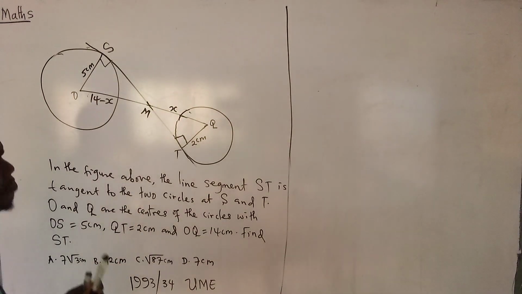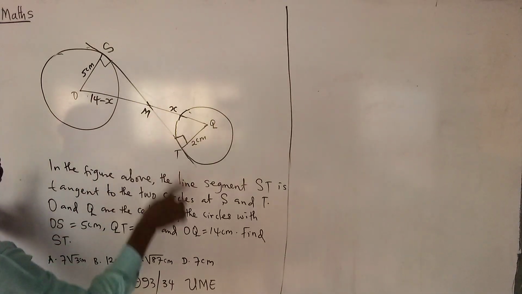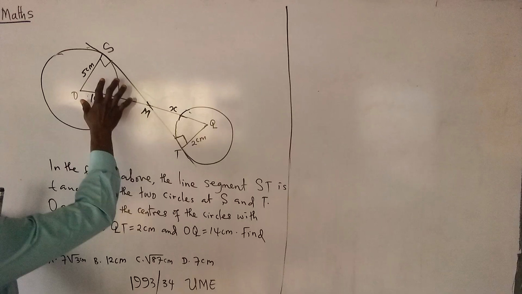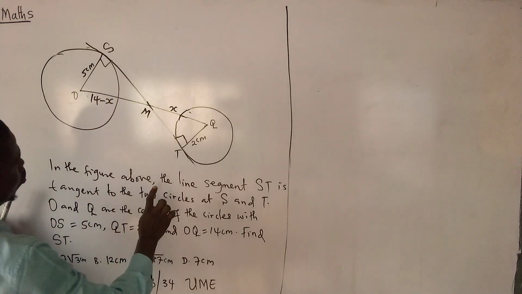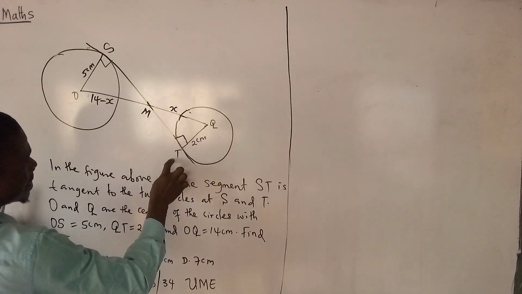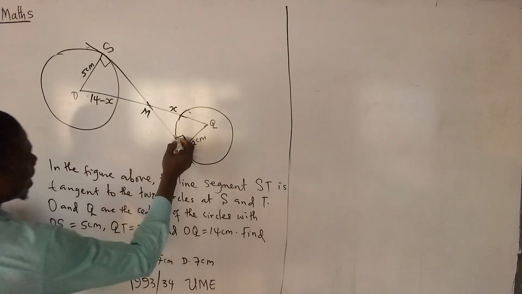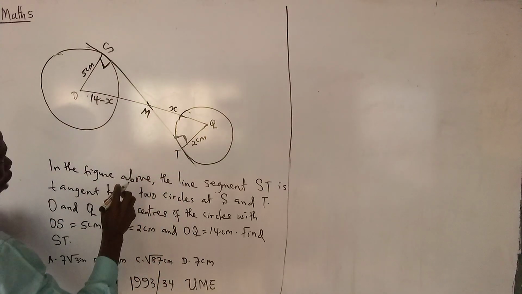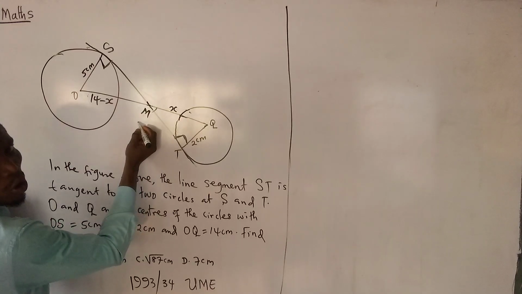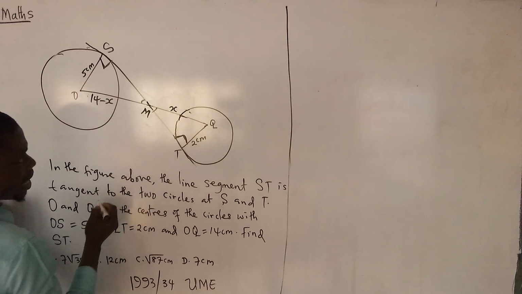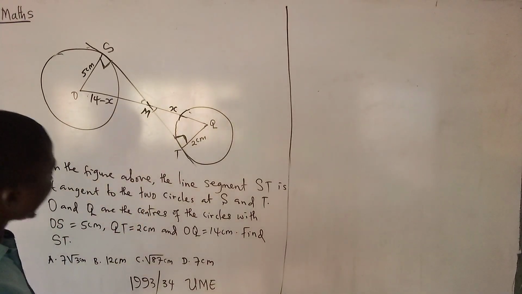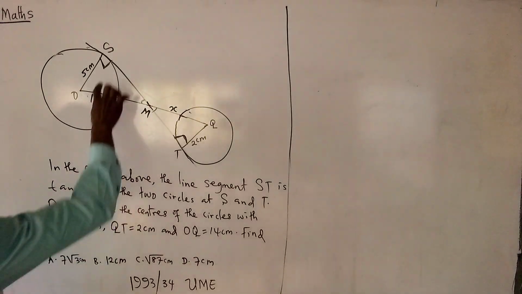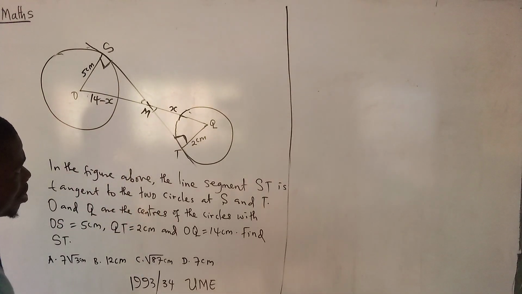Now we're going to use the similar triangle pattern. Triangle MOS is a right angle triangle, and triangle MQT is also a right angle triangle. Here is 90, and here is 90, and these angles are vertically opposite and equal, which means the two triangles are similar.